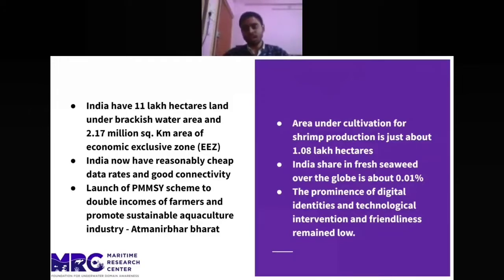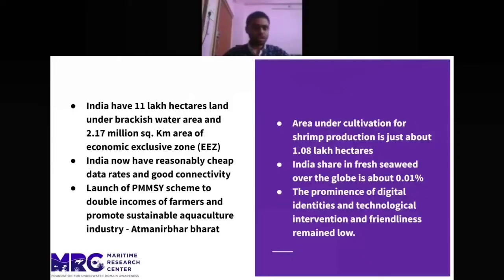But on the other hand, we can see that India's share in fresh seaweed is only about 0.01%. The reason may be found in a study in Gujarat, which shows that some farmers are not willing to grow seaweed because they feel they lack assistance in growing it. So even with data rates, and with all the knowledge available on the internet, and various government documents about seaweed growth, still we are lacking somewhere. The reason might be that the dissemination of information is not reaching the farmers.